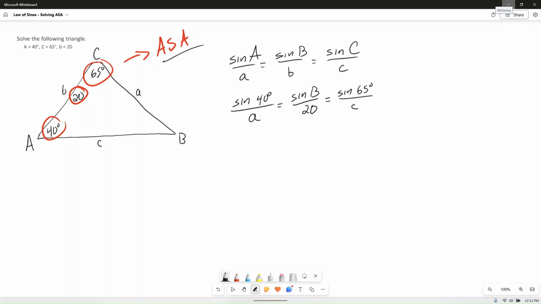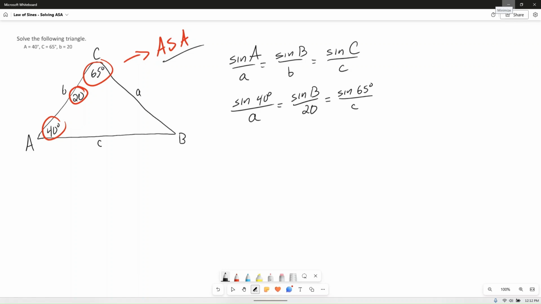Looking at each of these fractions, in each fraction we have one known value and one unknown value, and that doesn't help us. In order for us to actually solve anything here, we have to have one fraction with both values.